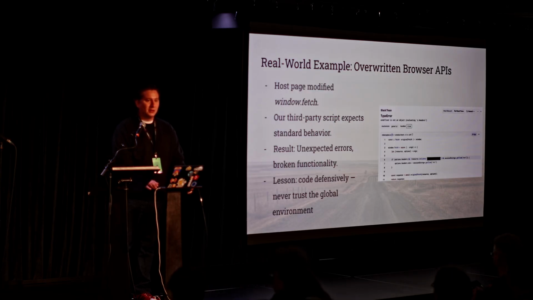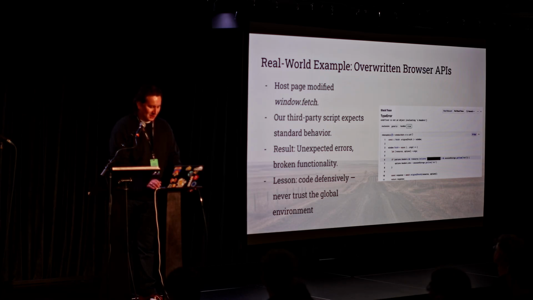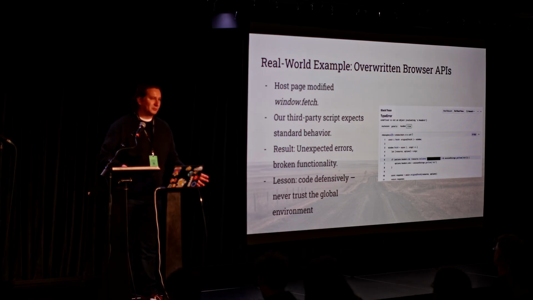So let me give you a real world example. Another script on the page completely replaced window.fetch, and our script, which was expecting the normal behavior, started to throw errors. So that is why defensive coding in third-party script development is critical. You can't trust the global environment.